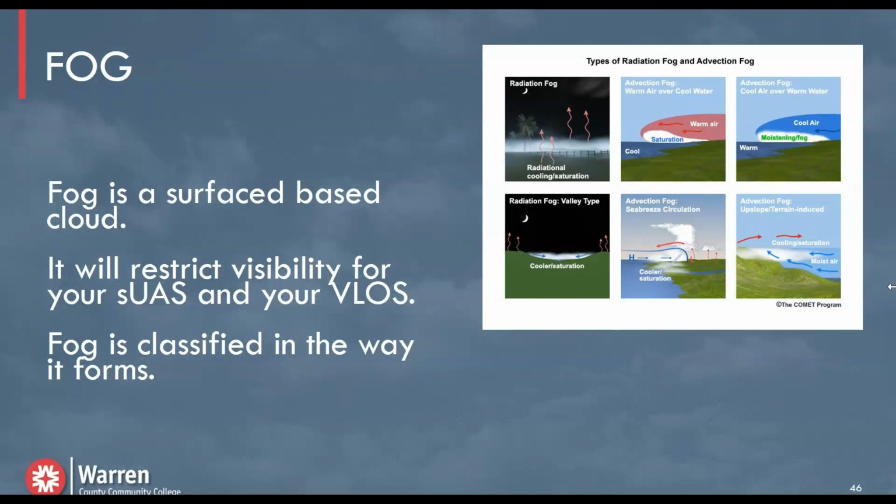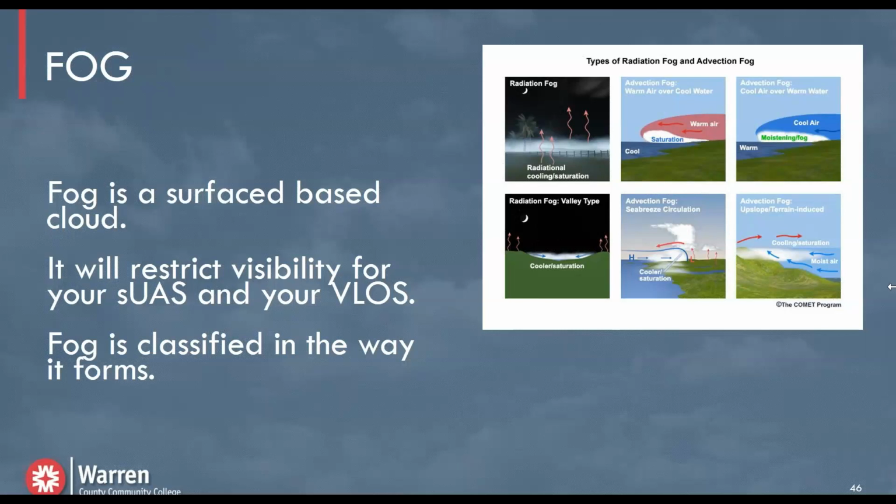So in other words, when you're on the ground, you see fog, you're in a cloud. It will restrict visibility for your small unmanned aircraft system and your visual line of sight. You can't fly in fog because you've got to be 500 feet below a cloud, 2,000 feet horizontally from a cloud. So there is absolutely no way to fly in fog.